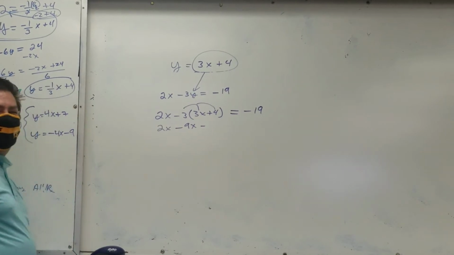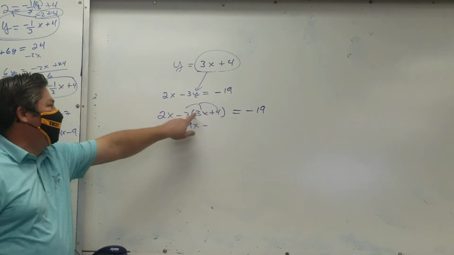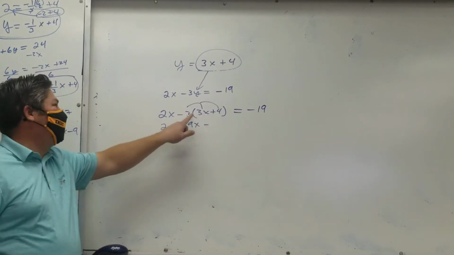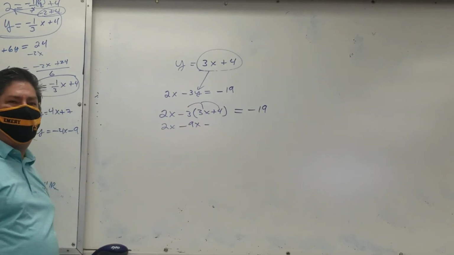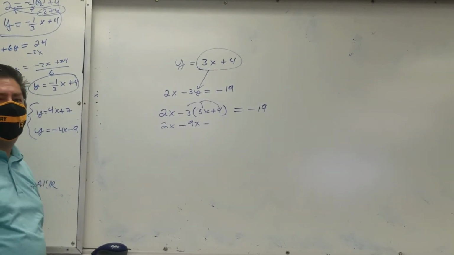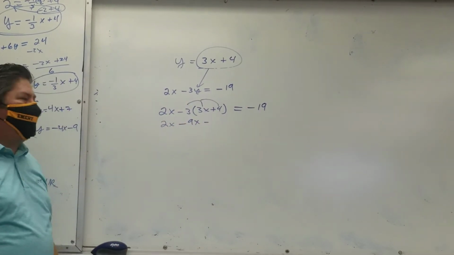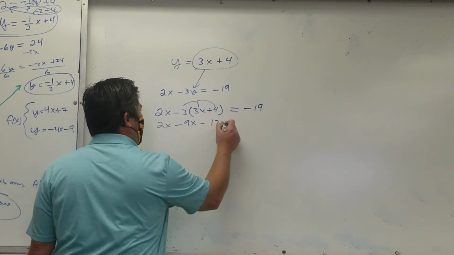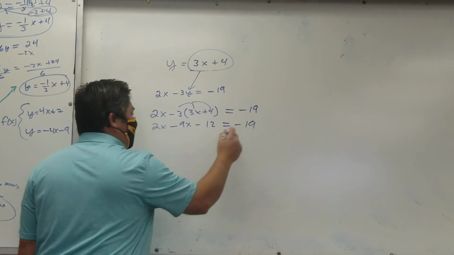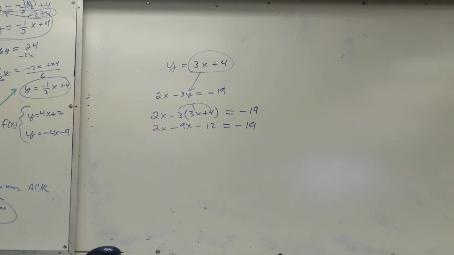-1. How come it's minus, by the way? Negative times a what? Positive. Okay, so I get minus what? Tristan, what do you get? 3 times 4. 12. Okay. Equals -19. Now, here's where a lot of kids mess up.